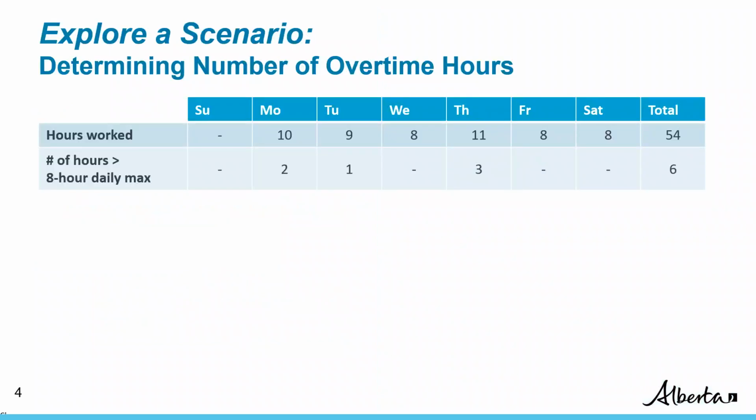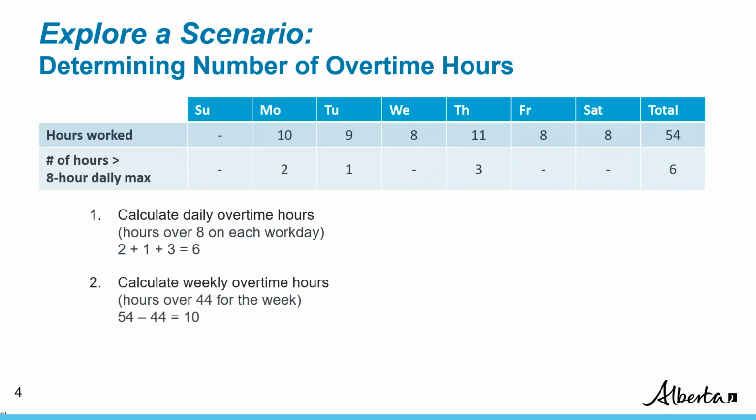Let's consider a scenario and apply the 8 and 44 rule for the overtime entitlement. First, calculate the daily overtime hours. This employee worked more than 8 hours per day on Monday, which was 2 hours of overtime, Tuesday, 1 hour of overtime, and Thursday, 3 hours of overtime, for a total of 6 daily overtime hours.